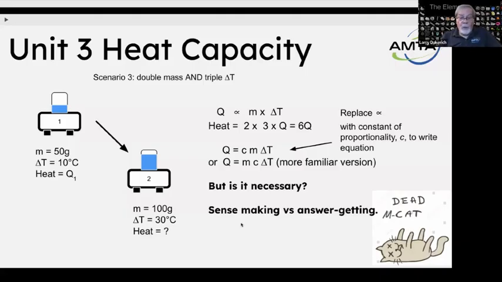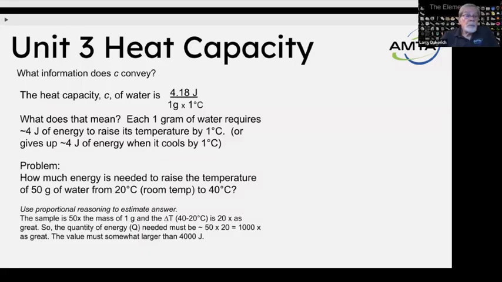We've shown how the equation is derived. But is it needed to solve problems? Just like other ratios like density, we read from the bottom up. 4.18 joules per gram degree Celsius means that for each gram of water to raise its temperature by 1 degree Celsius, about 4 joules of energy must be added.